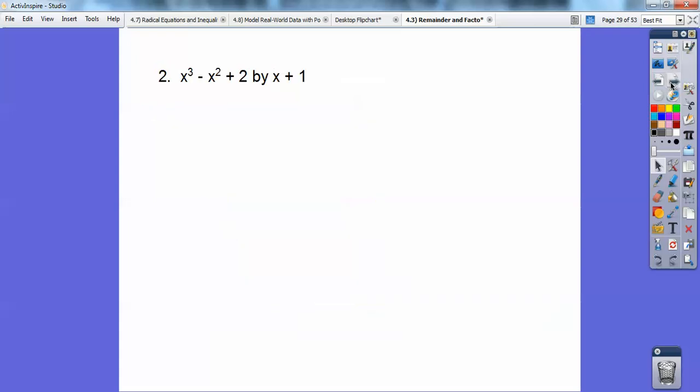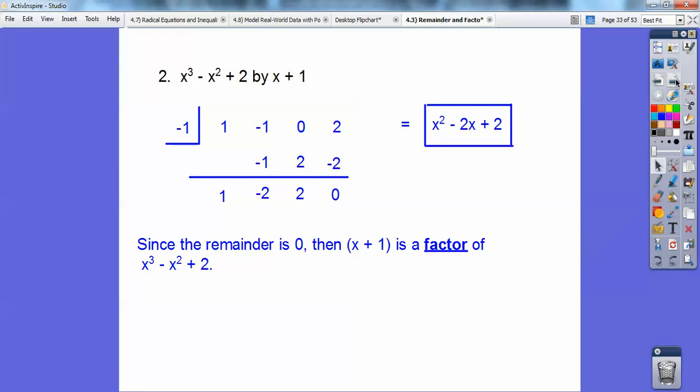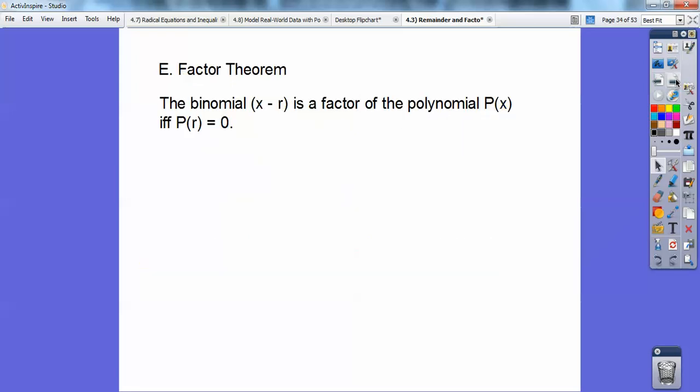Box number is negative 1. I have 1, 0 that I have to insert, so there we go. And then notice I get a remainder of 0. So what that means is, if I get a remainder of 0, x plus 1 is a factor right there. So we're going to use that trick if we get a remainder of 0 to solve some things.